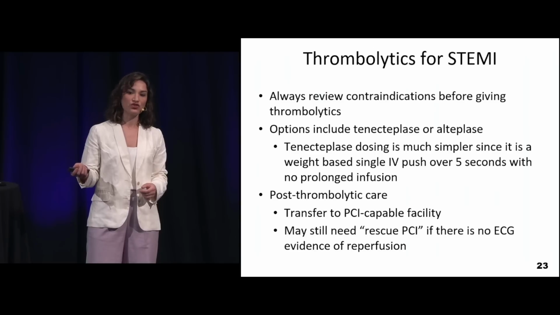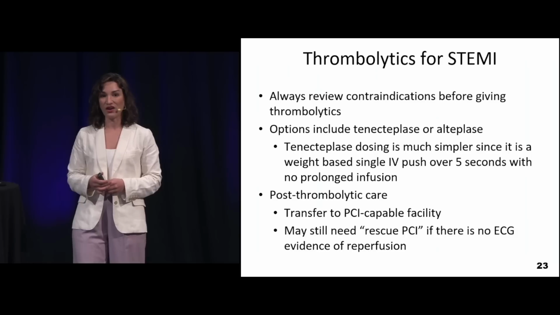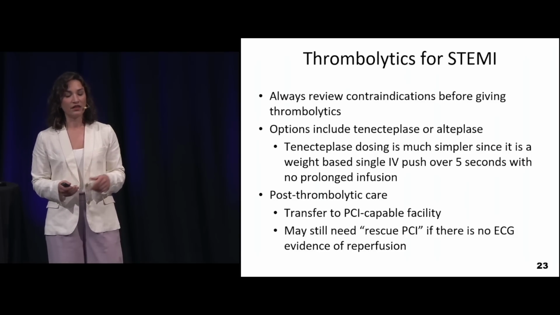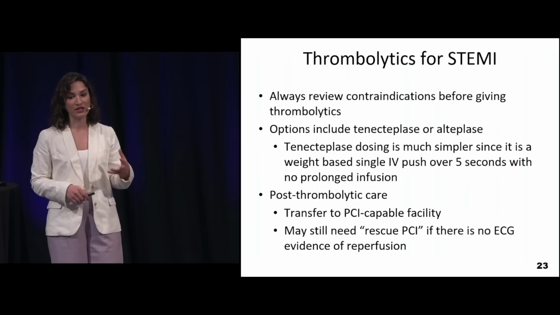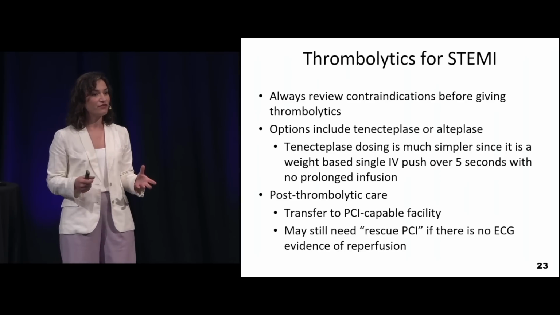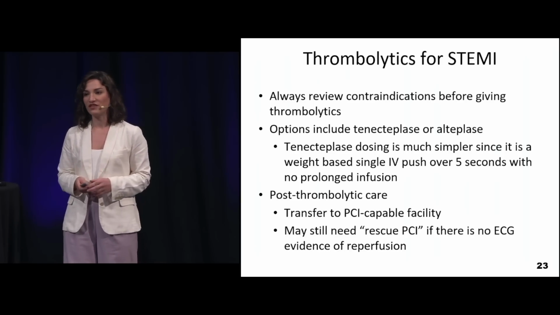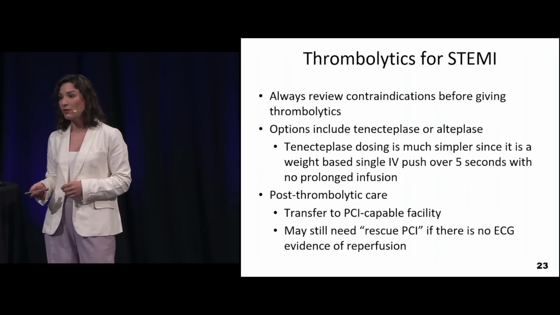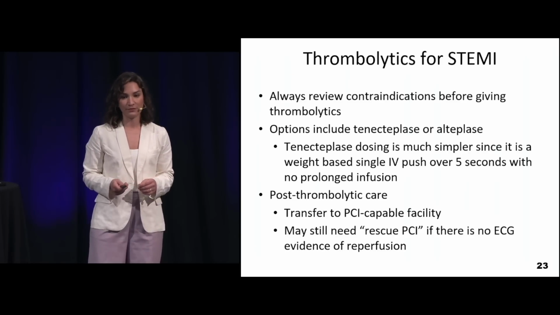Of course, you need to review the contraindications before you give thrombolytics, and there are a lot of them. I often have to look these up. The options for thrombolytics include tenecteplase or alteplase. Tenecteplase is much easier dosing, and then after that patient gets thrombolytics, they do need to be transferred to a PCI-capable facility. Sometimes they still need to get PCI even after they've gotten the thrombolytics.